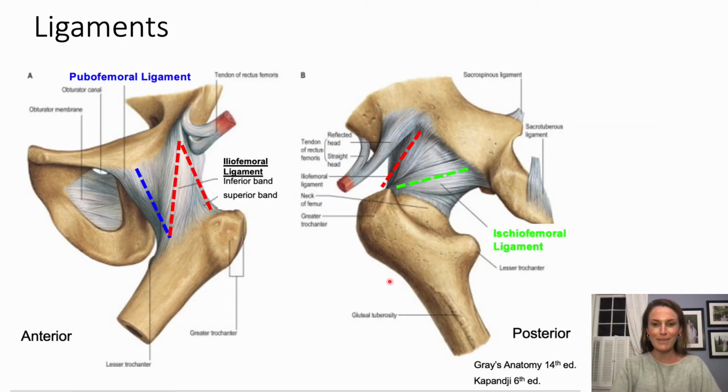There are 3 main ligaments in the hip. The iliofemoral ligament, the superior part of that ligament is actually the strongest in the hip. There is the pubofemoral ligament, and then the ischiofemoral ligament, which starts posteriorly and actually wraps around the neck of the femur and attaches to the anterior part near the greater trochanter.